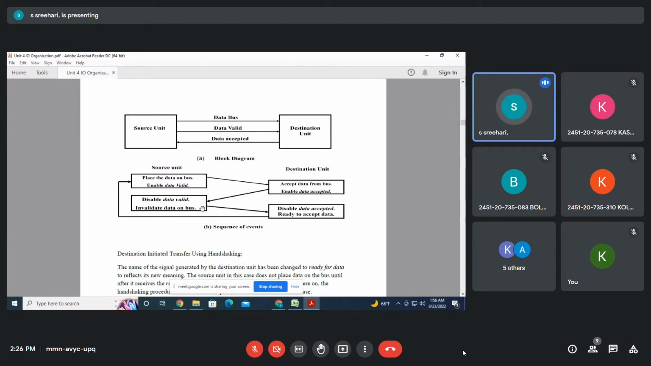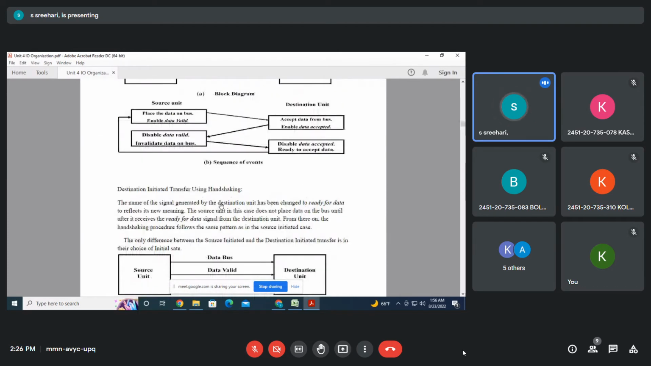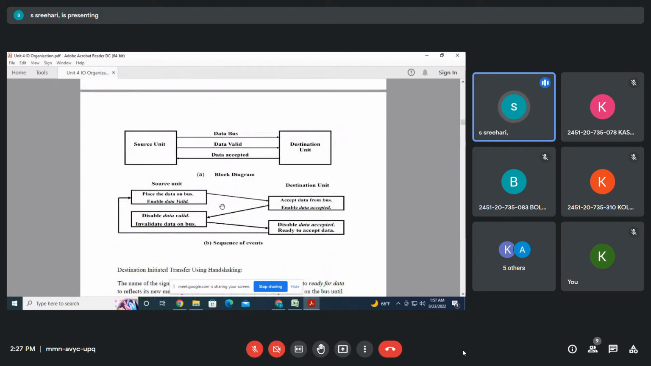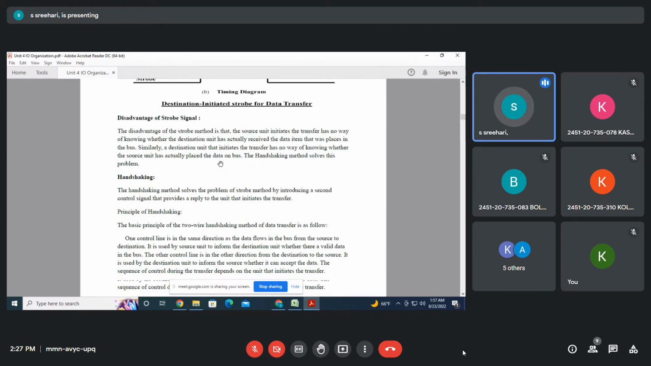So that is source initiated. What are the sequence of events? You have to write the block diagram and the sequence of events, and you have to write the timing diagrams also. Just go through the timing diagrams once, like the ones we discussed previously. The timing diagram also you have to write.